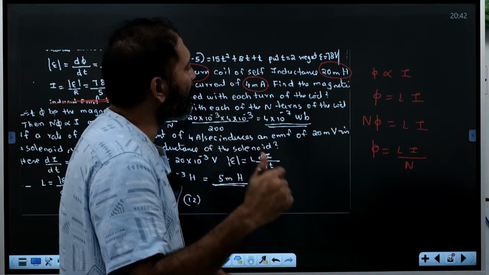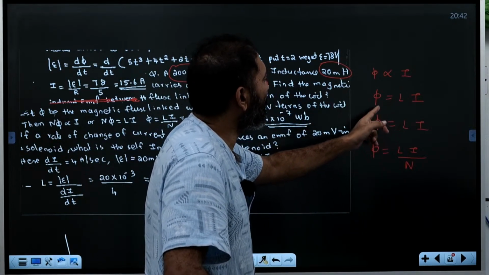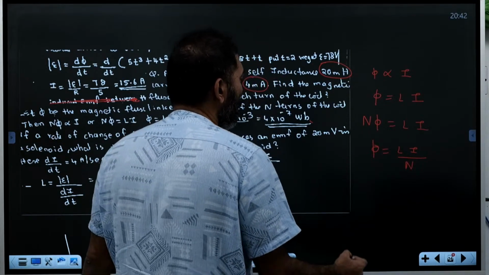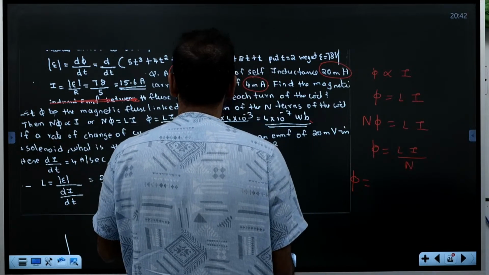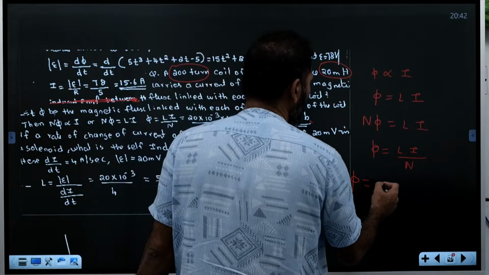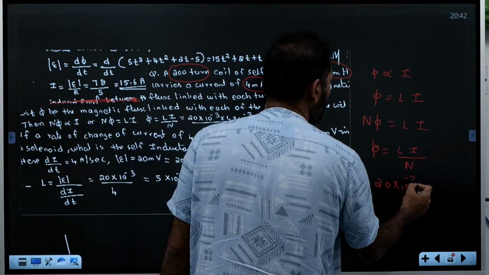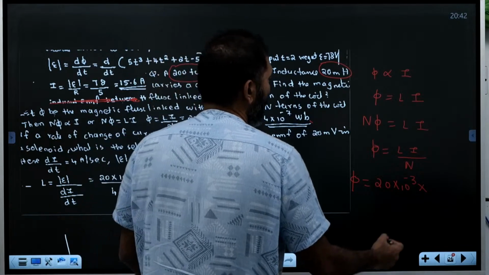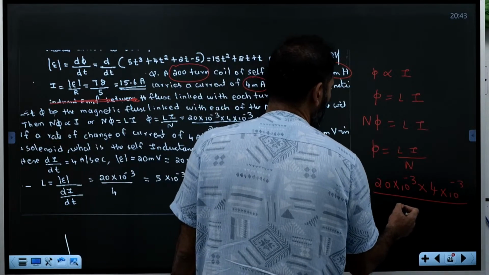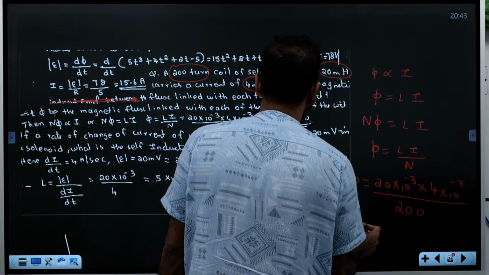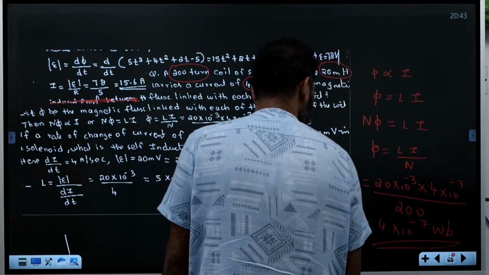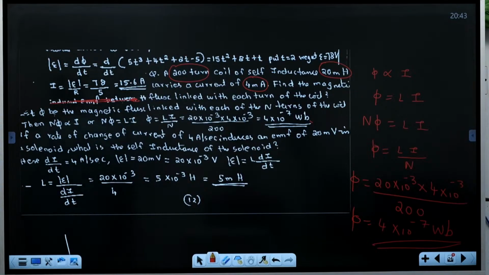Magnetic flux linked with the turn is equal to what? Phi directly proportional to I, phi equal to Li. But here there are n turns. So n phi equal to Li, and we have to find out phi. Phi equal to Li by n. What is the self-inductance here? 20 into 10 raised to minus 3. And what is the current here? 4 milliampere, 4 into 10 raised to minus 3. And what is the total number of turns? 200. If you solve that, 4 into 10 raised to minus 7 Weber.